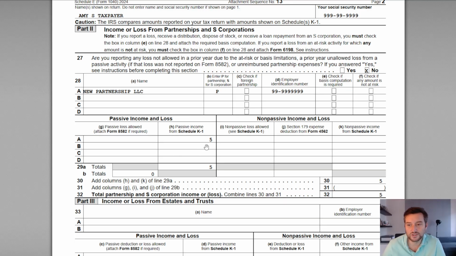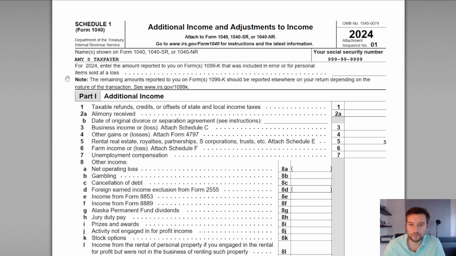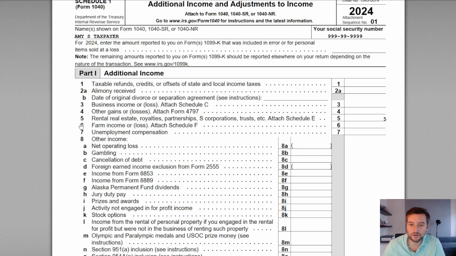Now, if Amy was an active participant in this business, you would likely not see the 8582. You would just have the entry entered on non-passive income and loss in the corresponding column. All right, so we've got passive income or loss. There's our $5 entry, and once we have that total amount compiled, we go up to Schedule 1, additional income and adjustments, and we see here on line 5 we have our income from partnerships for $5.